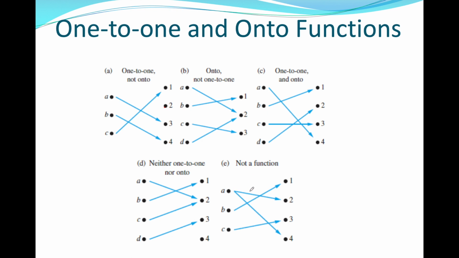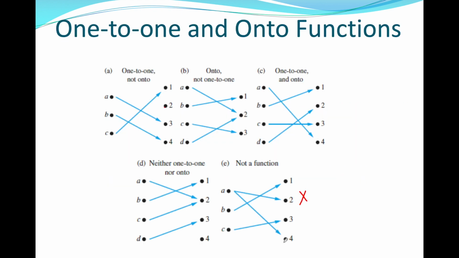It is not even a function. Why? Because one domain element has two codomain values. It is irrelevant to have one domain element with two different codomain values. Okay, alright.